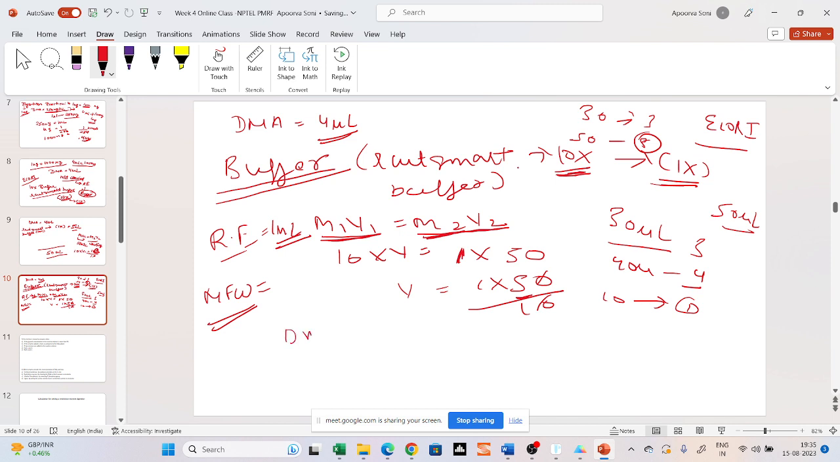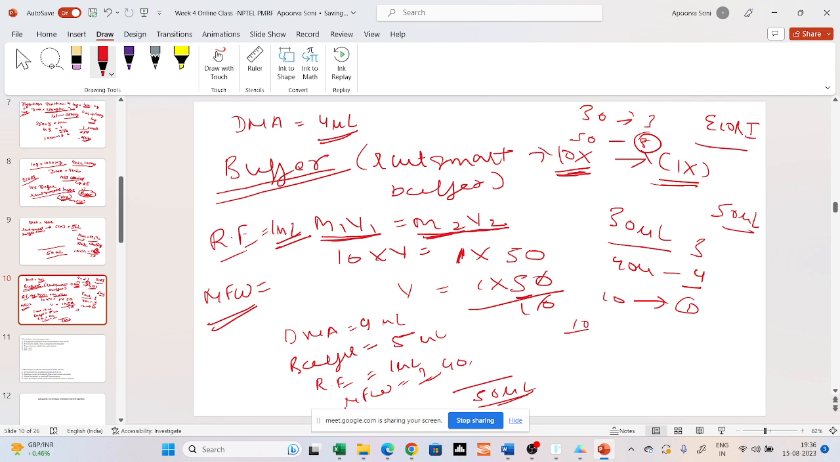Total DNA is 4. Buffer is 5. Restriction enzyme is 1 microliter. And the total reaction mixture has to be 50 microliters. So how much NFW do you have to add then? You have to calculate. This is 5, 5, 5, 10. That means 40 microliters of NFW you have to add. Is it clear or not?